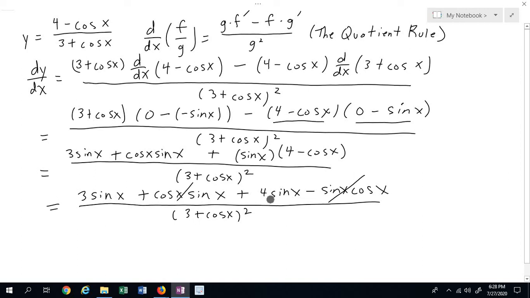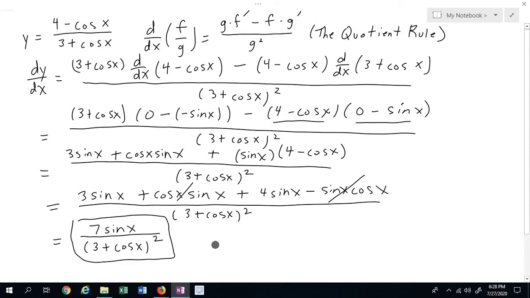Then you're left with 3 sine of x plus 4 sine of x, and that adds up to 7 sine of x, because you have like terms. You have 3 sine of x here, and 4 of them here, so you have a total of 7. All divided by 3 plus cosine of x squared. And this is in simplified form. You can't simplify this any further. So this would be the final answer in simplified form.